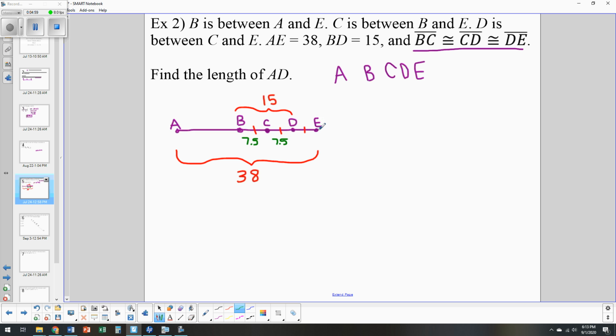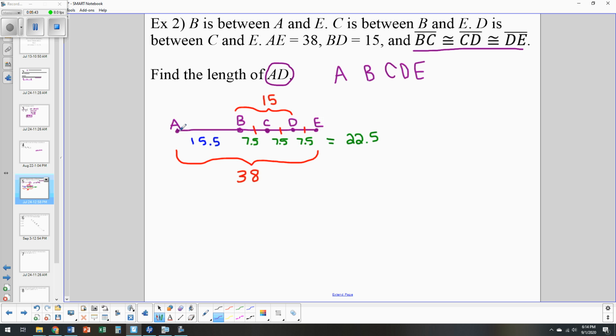And now if you recall, we also know DE is the same size as both of those, so DE is also 7.5. So now I know everything but AB, right? These three 7.5s plus whatever AB is adds to my total of 38. So if I combine my three 7.5s, those equal 22.5. So if I subtract 38 minus 22.5, I get 15.5 over here. So every segment is now filled in. I can answer my question, find the length of AD.